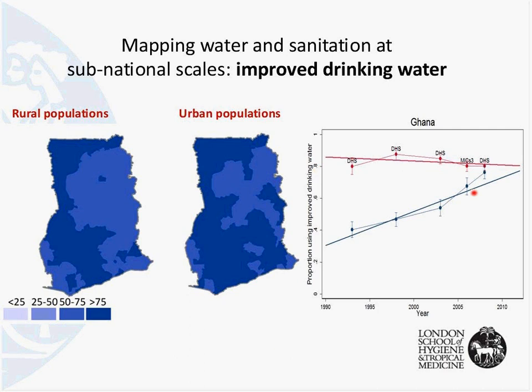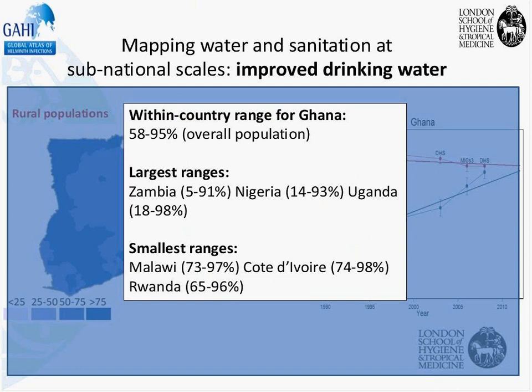And so you can see they fit pretty closely. And so Ghana has achieved the Millennium Development Goals for access to improved water. But if we look at it here, you can see there's big variations. So particularly in rural populations in the east of the country, there is still sizable numbers of people who aren't accessing improved drinking water.